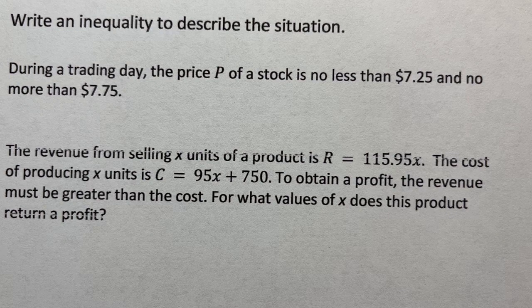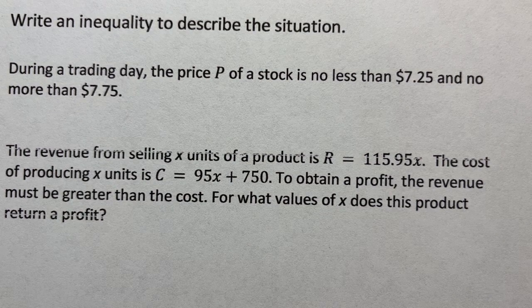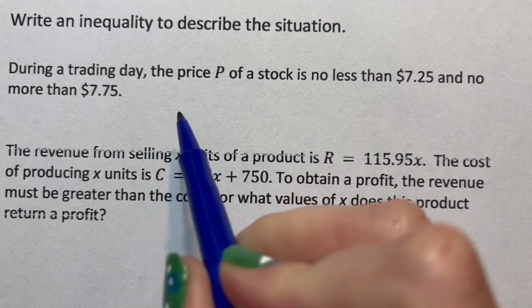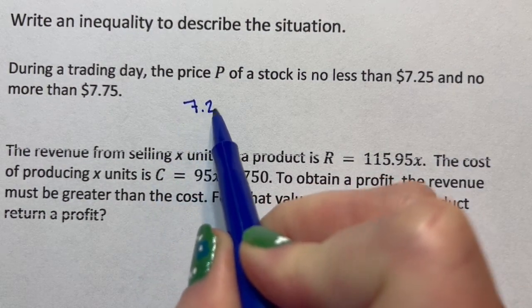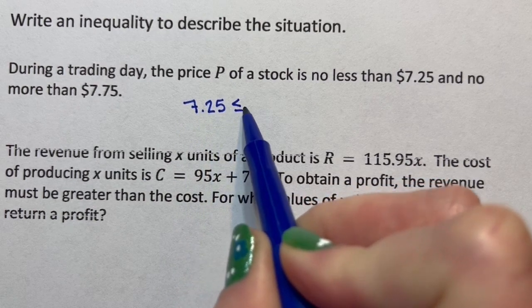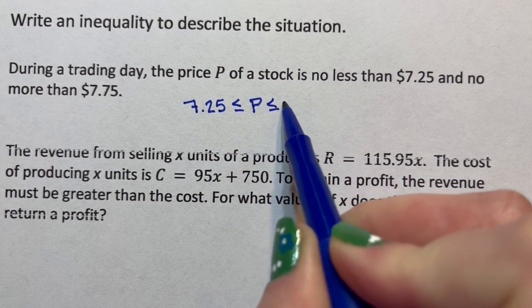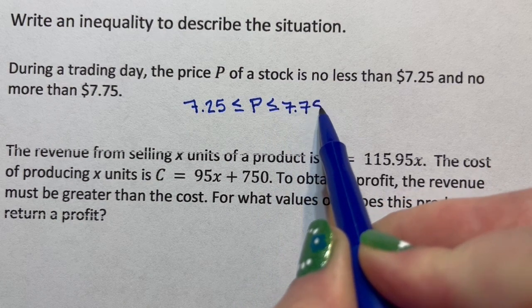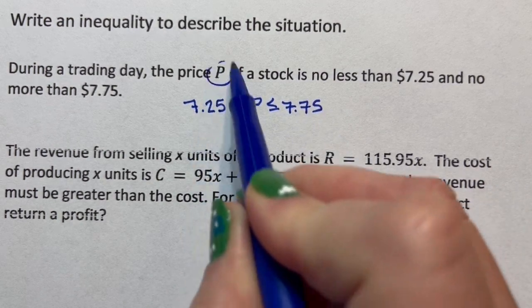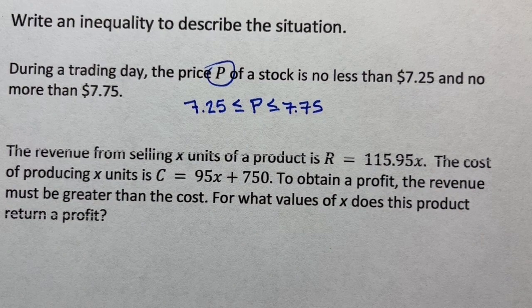In this first one, during a trading day, the price P of a stock is no less than $7.25 and no more than $7.75. So here we are just putting together a three-part instead of a two-part inequality statement. So we have $7.25 is less than or equal to P is less than or equal to $7.75. It's important to use whatever variable you are told to use.